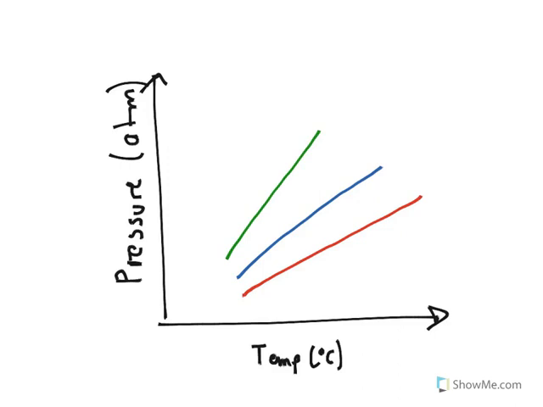At the very end, he started to extrapolate this information until he realized that there was a certain point where, if the pressure is 0, then the temperature reached was minus 273.15 Celsius. He defined this point as an absolute 0.